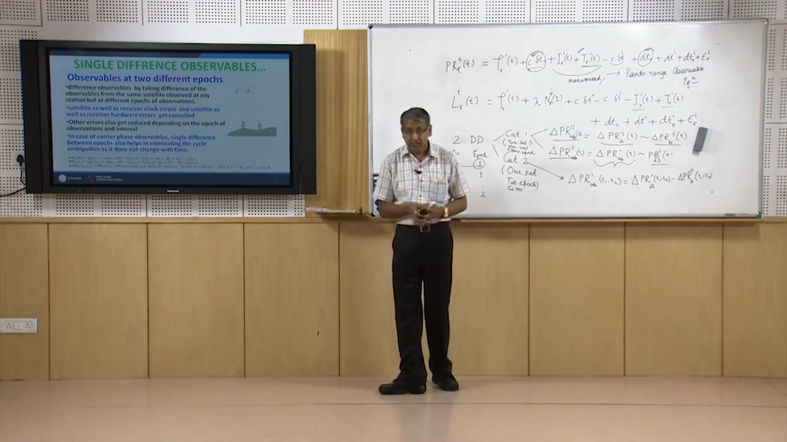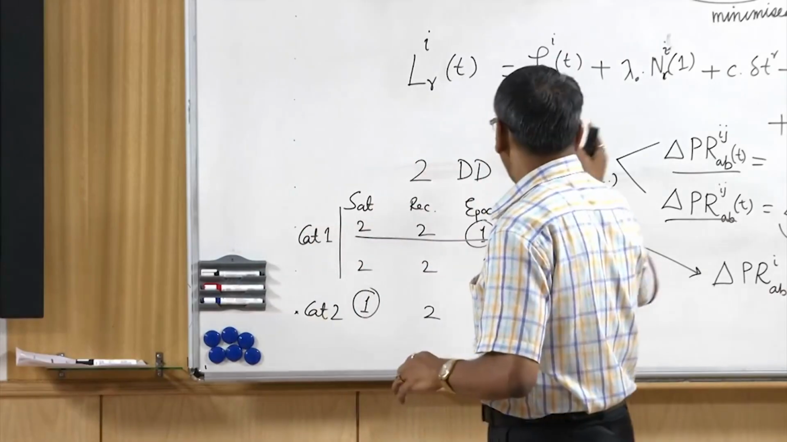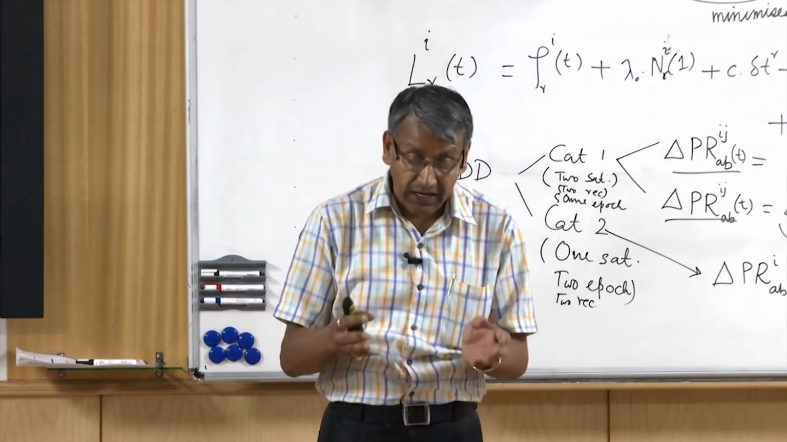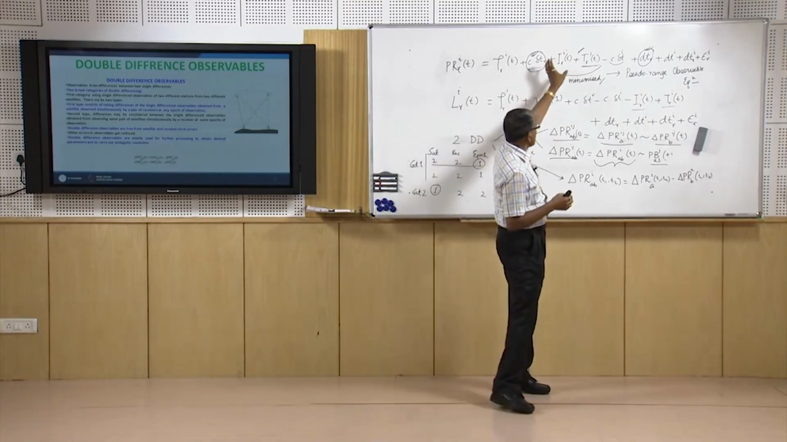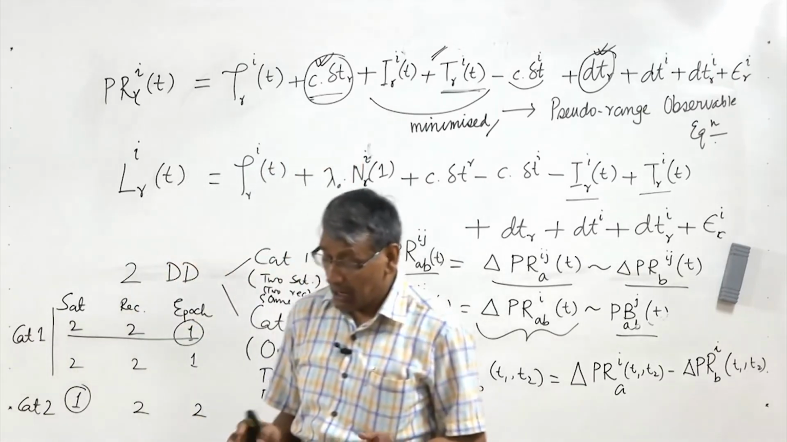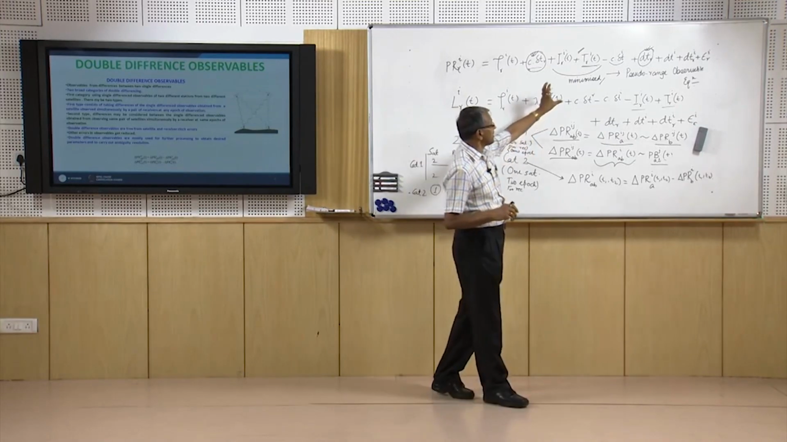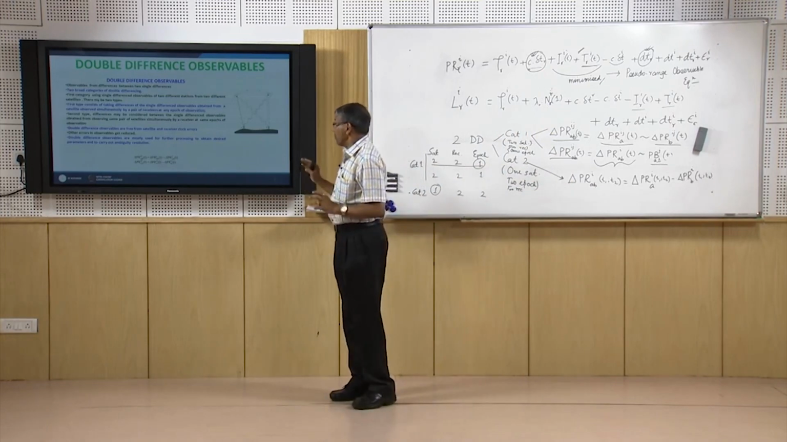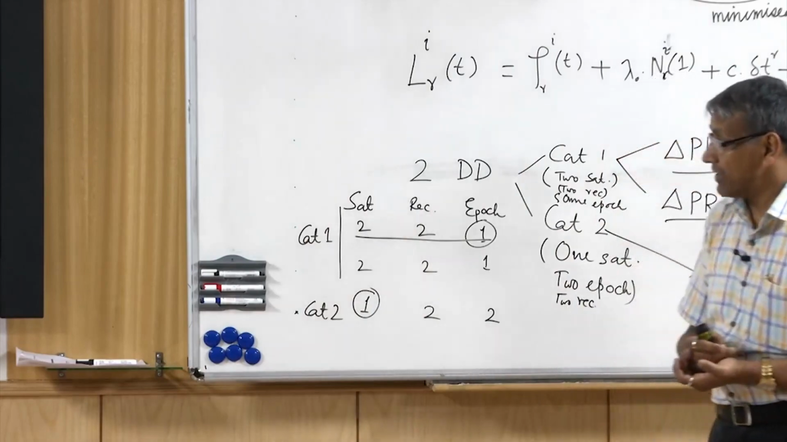Now double difference observables remove most of the receiver as well as satellite errors. In double difference, because the atmospheric errors are not modeled, the status of the atmospheric errors will be very unbalanced. Moreover, multipath error will also not be taken care of in double difference.